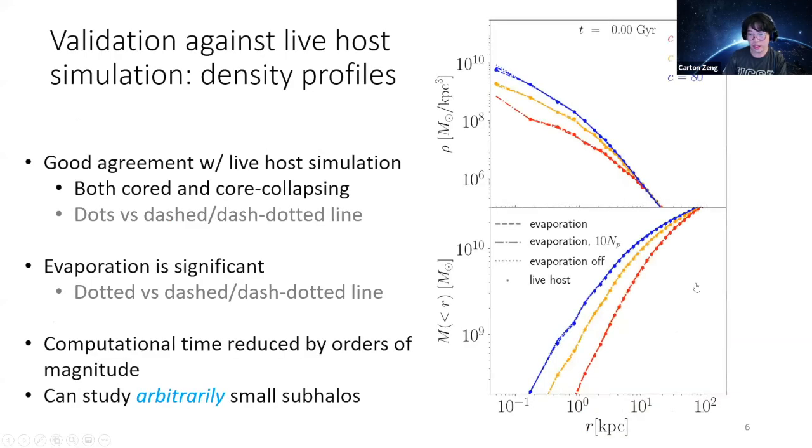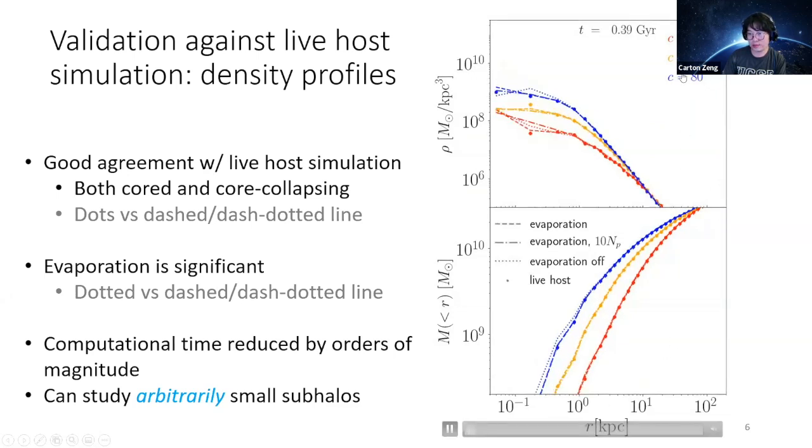Okay, we validate our method using this movie here. The upper panel is the density profile of the subhalo, and the lower panel is the integral version of that, so it's an enclosed mass profile. There are 3 halos here with different initial concentrations. We'll be focusing on the scatter dots versus the dashed or dash-dotted line, which is the validation of our method. I'd also like to highlight the difference of including the evaporation effect or not in the dotted versus dashed line. Okay, so here we go.